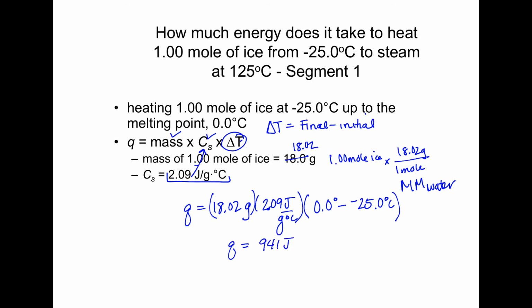Now you can do this in joules. The reason I got joules is because grams cancels out with grams, degrees C cancels out with degrees C, and I'm only left with joules. I could also put this in kilojoules if I needed to. I would just divide by 1,000, and that would be 0.941 kilojoules. So either one of those answers is right.